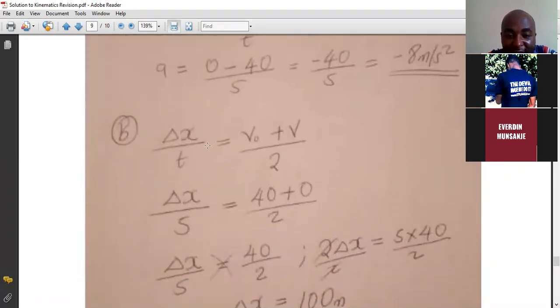Delta x over t equals (v naught plus v) over 2. This is the same formula, and we're in acceleration. What if you are wrong? So when I was on acceleration, you are wrong. Why can we modify it?